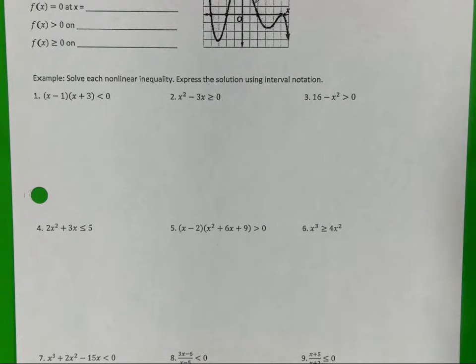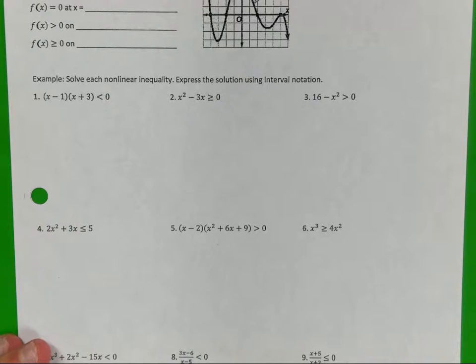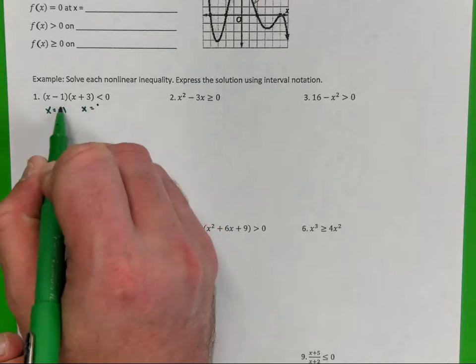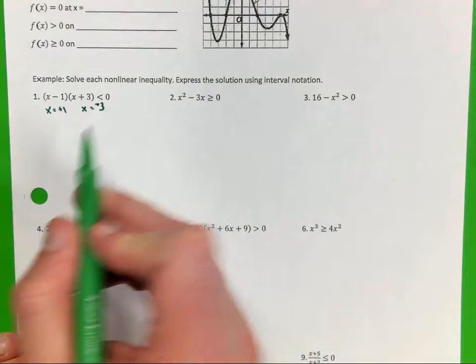Yes. Number 1 is in factor form. We love it when stuff's in factor form. But also, to multiply that out, what kind of function would that be? Quadratic, because x times x is what? X squared. Okay. So the first thing you're going to do is find your zeros. What's your zeros here? Oh, positive 1 and negative 3.